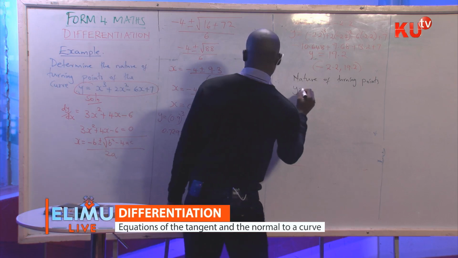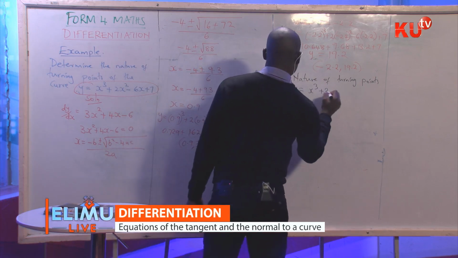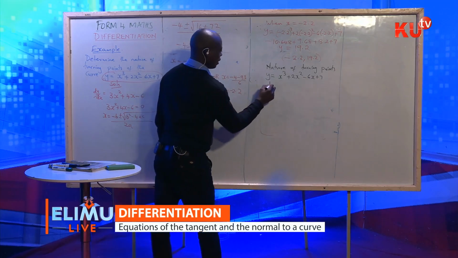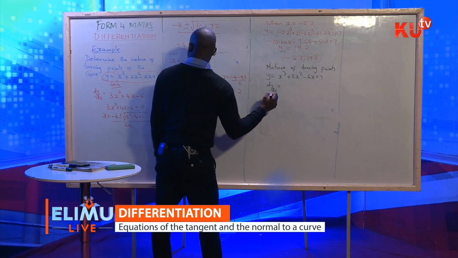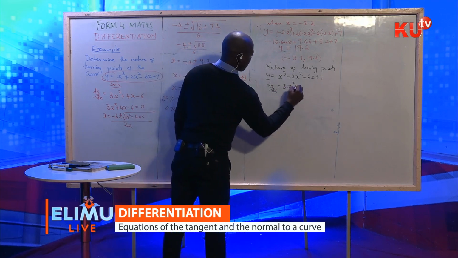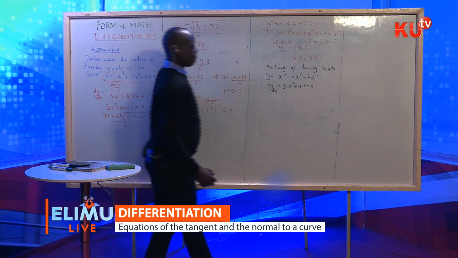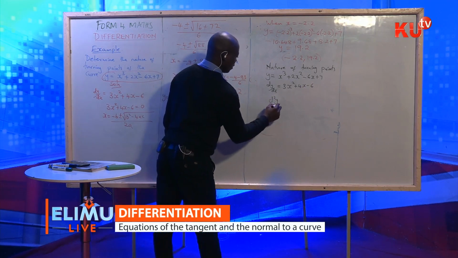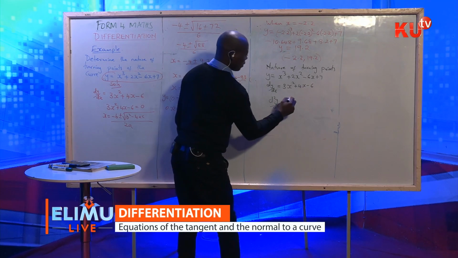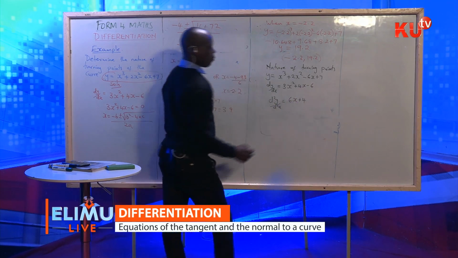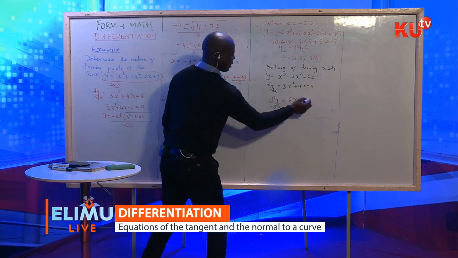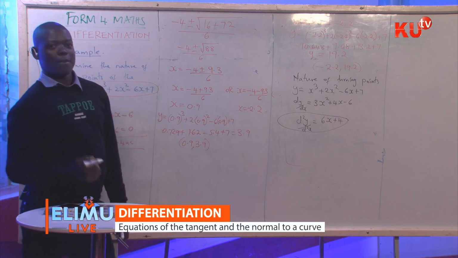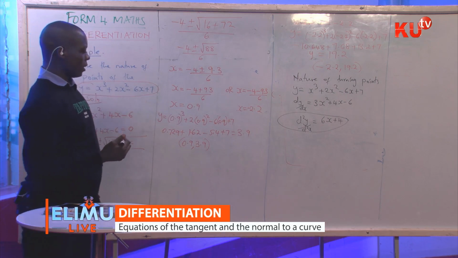Our function was y equals x cubed plus 2x squared minus 6x plus 7. We differentiated the first time, dy/dx, and got 3x squared plus 4x minus 6. If I differentiate for the second time, d squared y over dx squared, I will have 6x plus 4. Then I will use this second derivative to find the nature of the turning points.